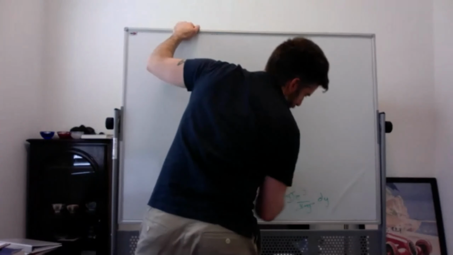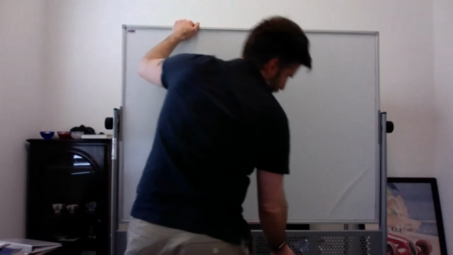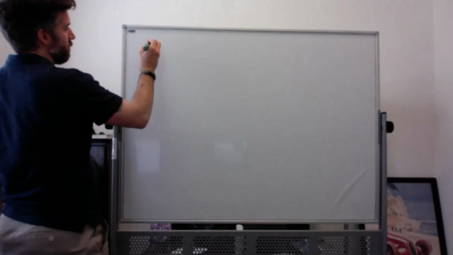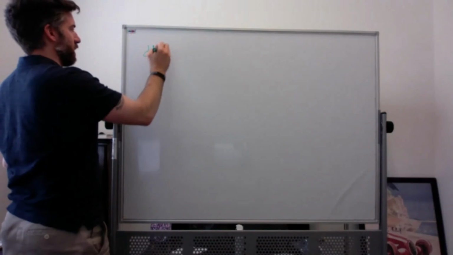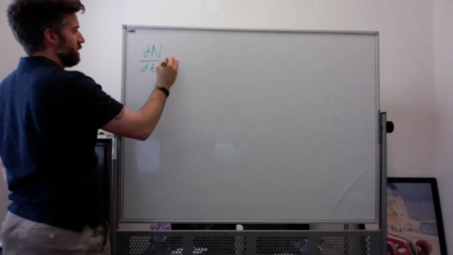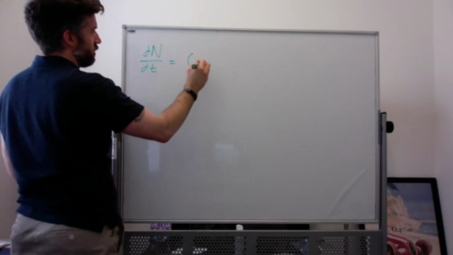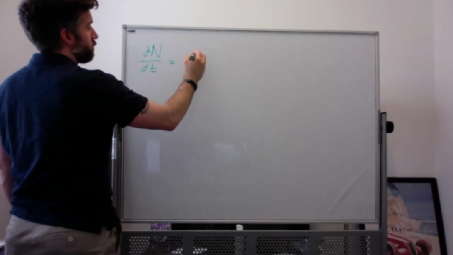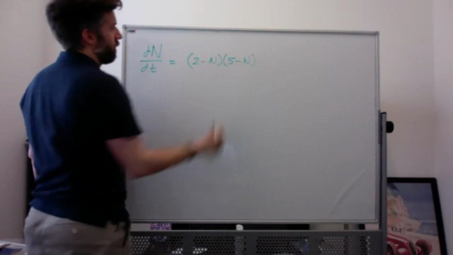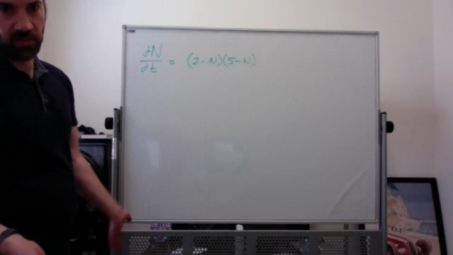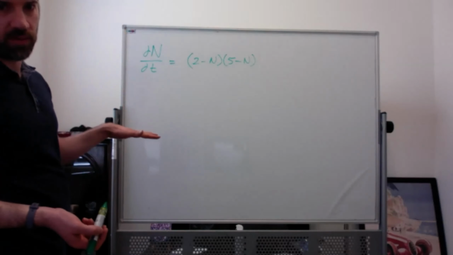I'm going to pick one that's pretty easy. So you might remember we had differential equations in 17A that might have looked something like this. dn dt equals, let's make it super simple, 2 minus n times 5 minus n. It might have been unfactored, but I think we did stuff like this before.